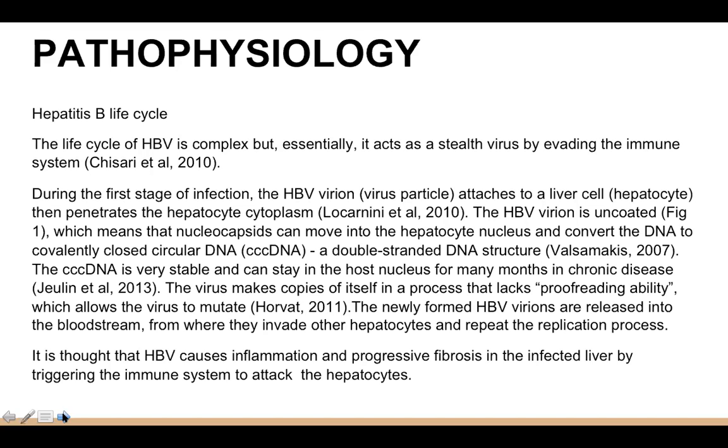The virus makes copies of itself in a process that lacks proofreading ability, which allows the virus to mutate. The newly formed HBV virions are released into the bloodstream, from where they invade the hepatocytes and repeat the replication process. It is thought that the HBV causes inflammation and progressive fibrosis in the infected liver by triggering the immune system to attack the hepatocytes. Next slide, please.